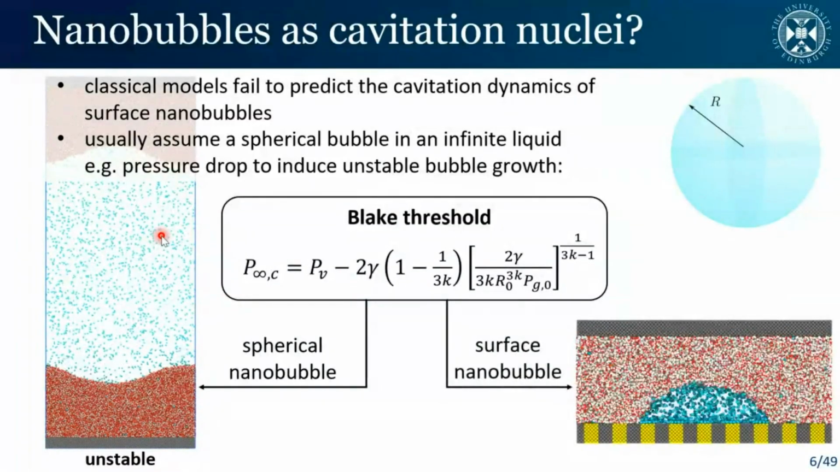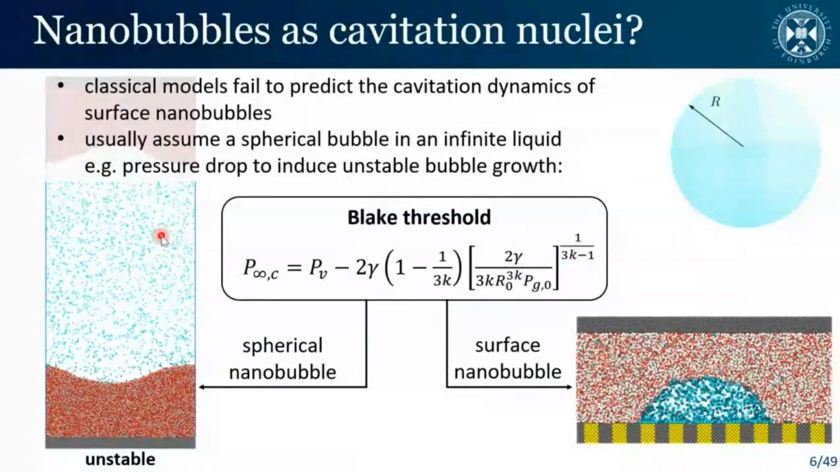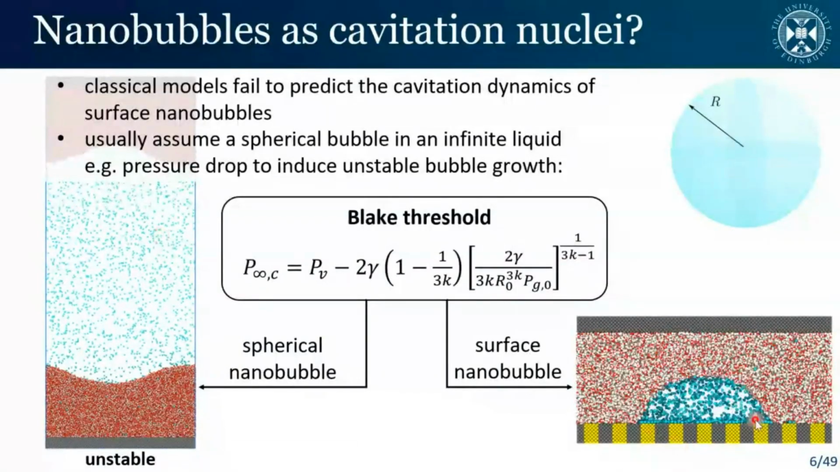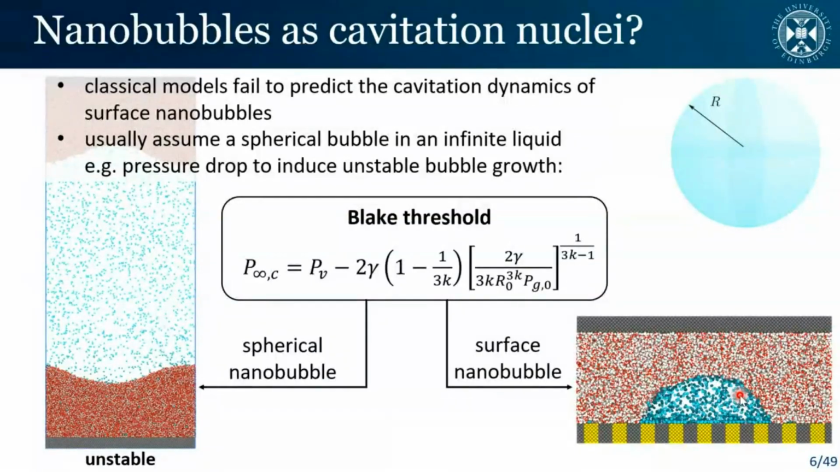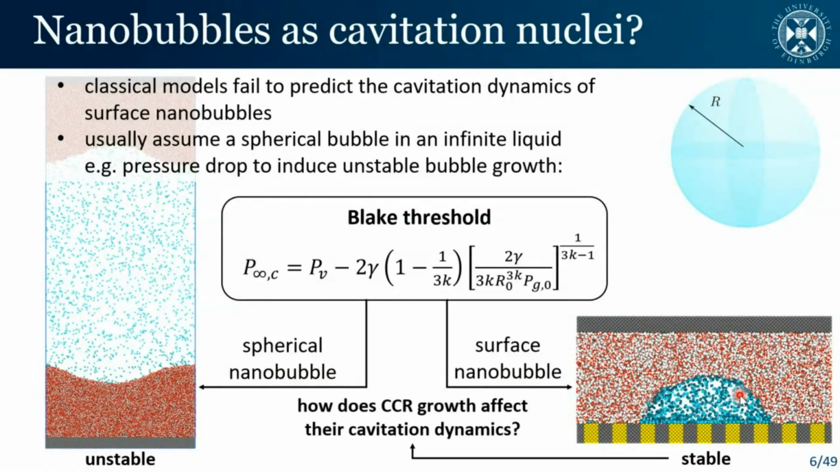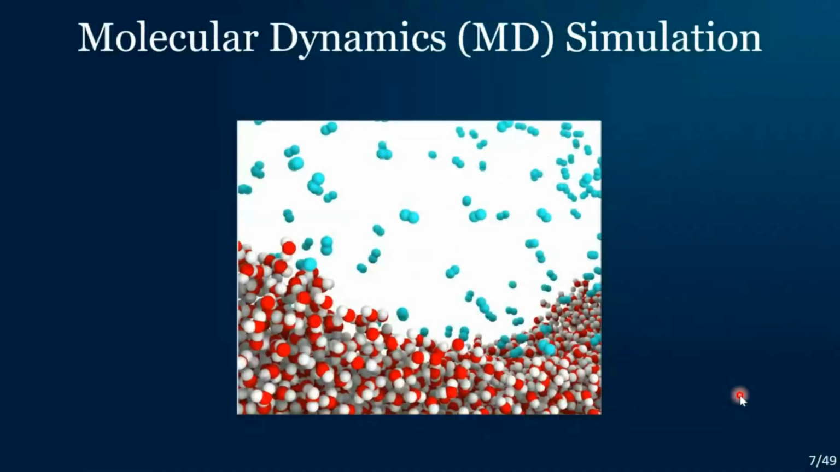But if we were to apply this Blake threshold to a surface nanobubble, what we see is that this bubble has grown slightly, but it's just reached a new stable point. So the bubble still remains stable and has not undergone cavitation. So the immediate question is how do surface nanobubbles cavitate, or more specifically, how does this constant contact radius growth mode affect their cavitation dynamics?